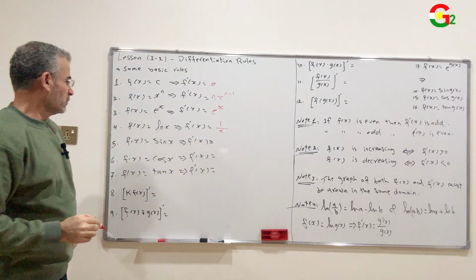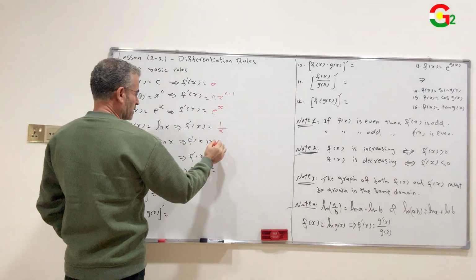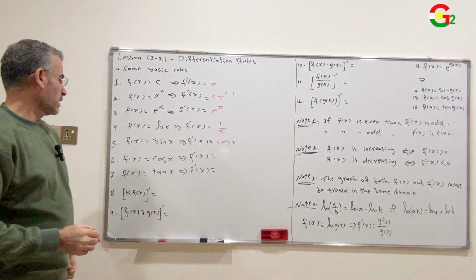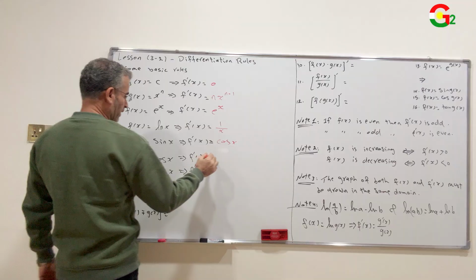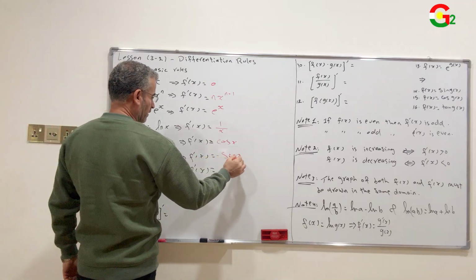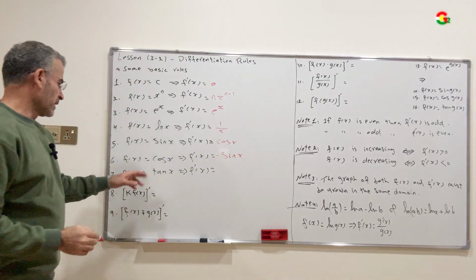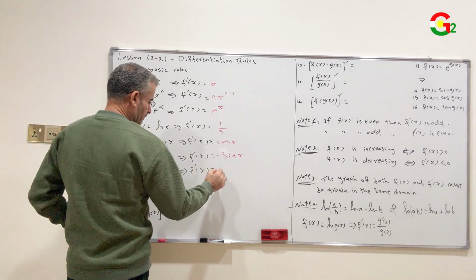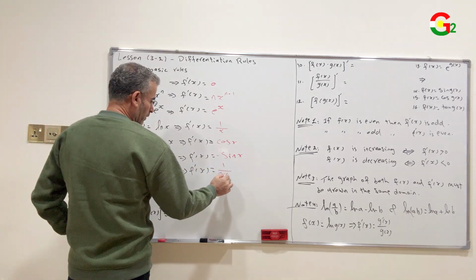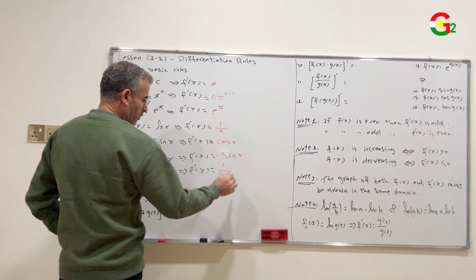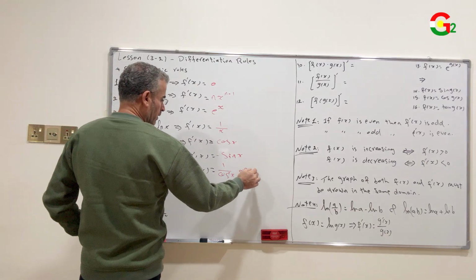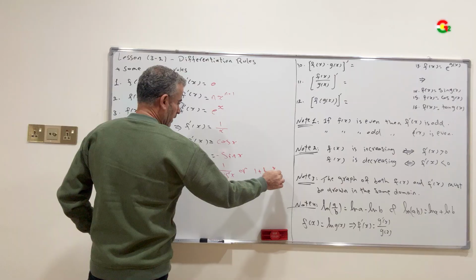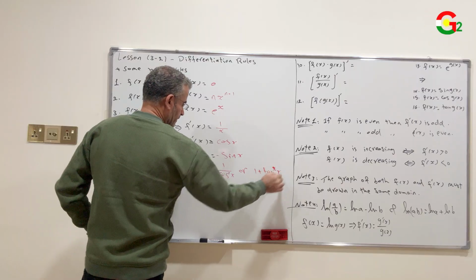If f of x equals sine x, then f prime of x equals cosine x. If f of x equals cosine x, then f prime of x equals minus sine x. If f of x equals tan x, then f prime of x equals 1 over cosine square x, or 1 plus tan square x.